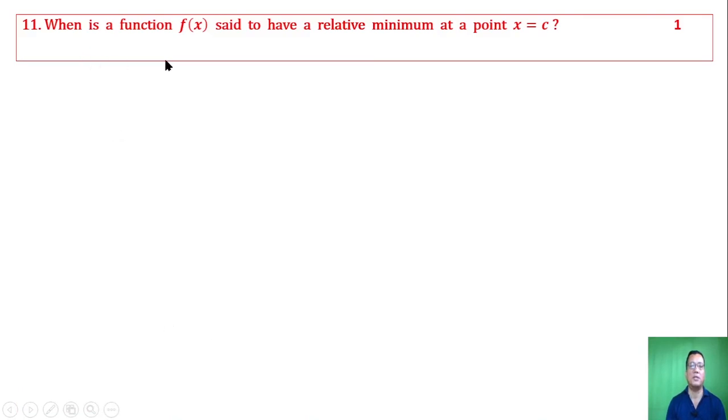When is a function f(x) said to have a relative minimum at a point x equal to c?